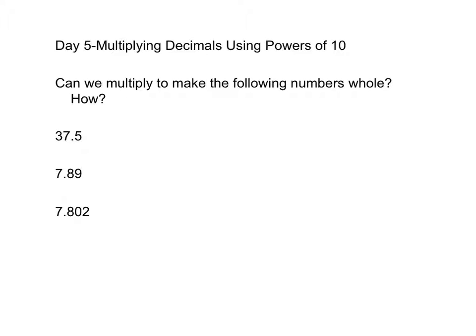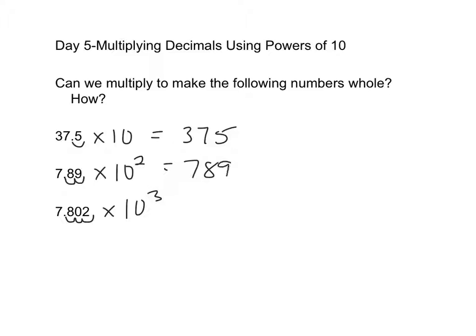So hopefully you started to think about what we were doing with our powers of 10. So for example here, since we had 37 and 5/10, I need to move my decimal point over one spot. So I know I could multiply it by 10 or 10 to the first. With 7 and 89/100, I'm going to move it two spots. So I'm going to multiply it by 10 to the second. And with 7 and 802/1000, I'm moving it three spots. So I'm going to multiply it by 10 to the third, just to create whole numbers. So this would be 375, this would be 789, and this would be 7,802.